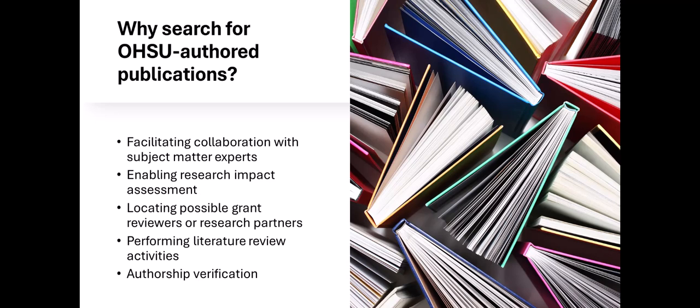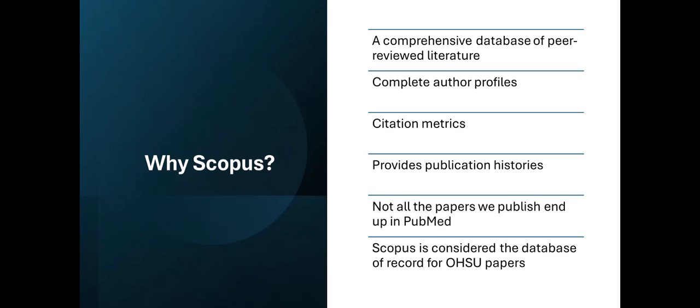Performing OHSU author searches can be beneficial for many reasons, including facilitating collaboration with subject matter experts, enabling research impact assessment, locating possible grant reviewers or research partners, performing literature review activities, and authorship verification. For these purposes, Scopus is helpful because it is a comprehensive database of peer-reviewed literature that provides complete author profiles, citation metrics, and publication histories.